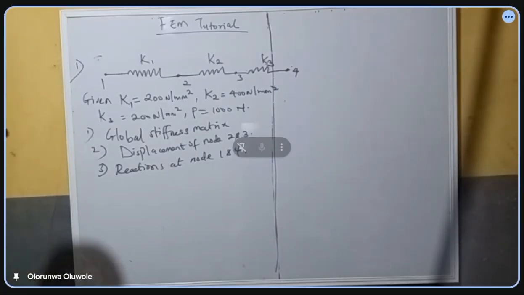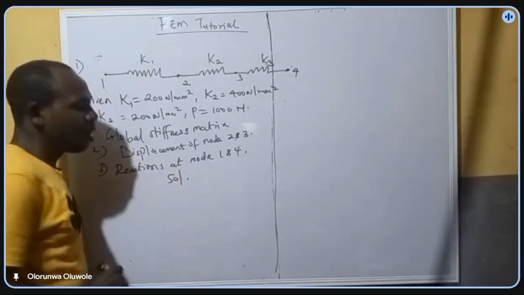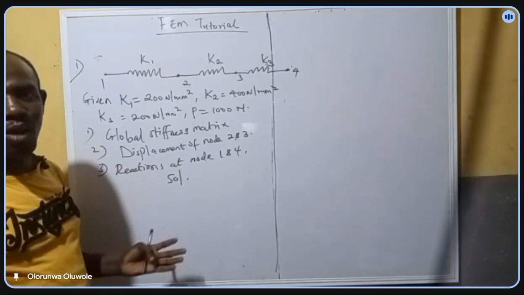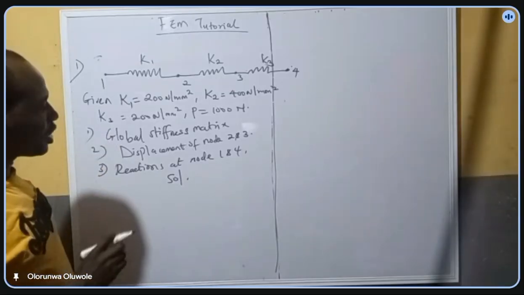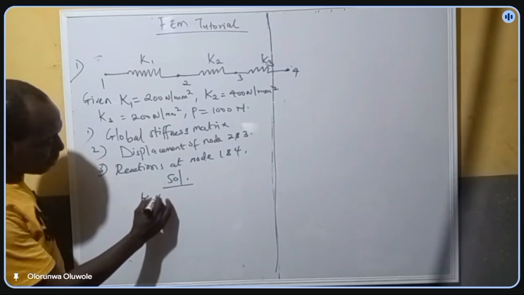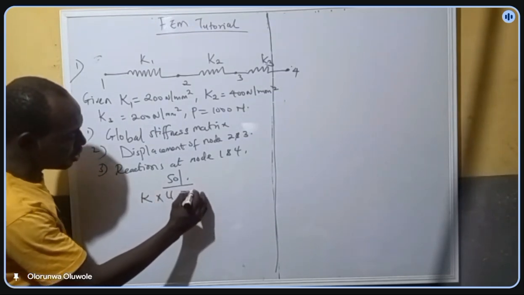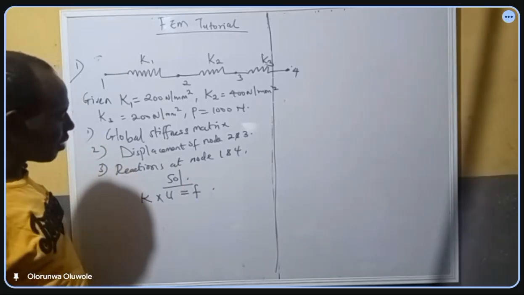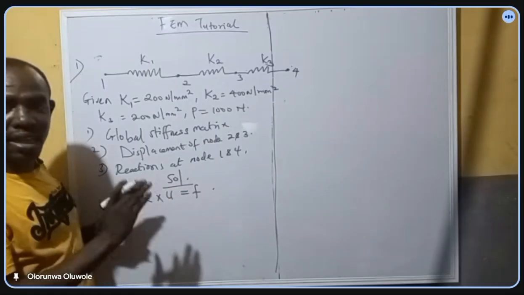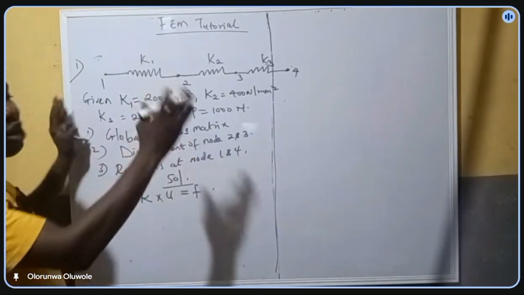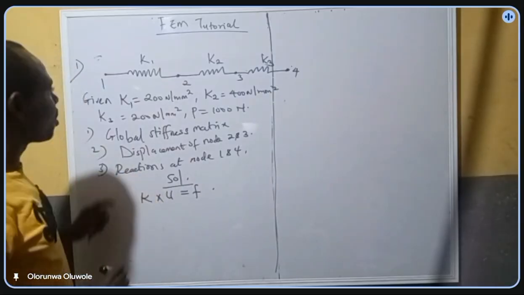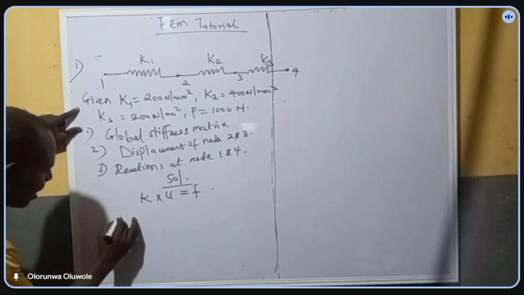Okay. Now, solution. One thing you have to know in all these, whether it's spring, beam, bar, or trusses, is your equilibrium equation, which is K multiplied by your displacement equals your force. Just know this equation. Once you know this, the other thing is just how you can convert all your questions into something of this nature, and then you are done. That's just the thing.